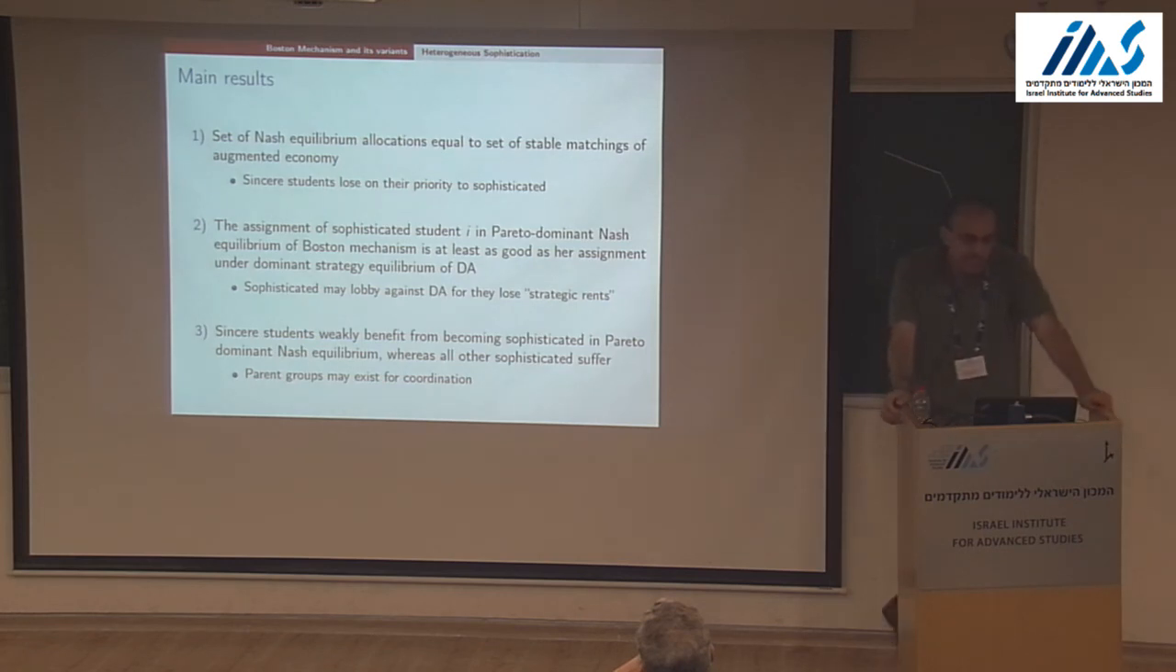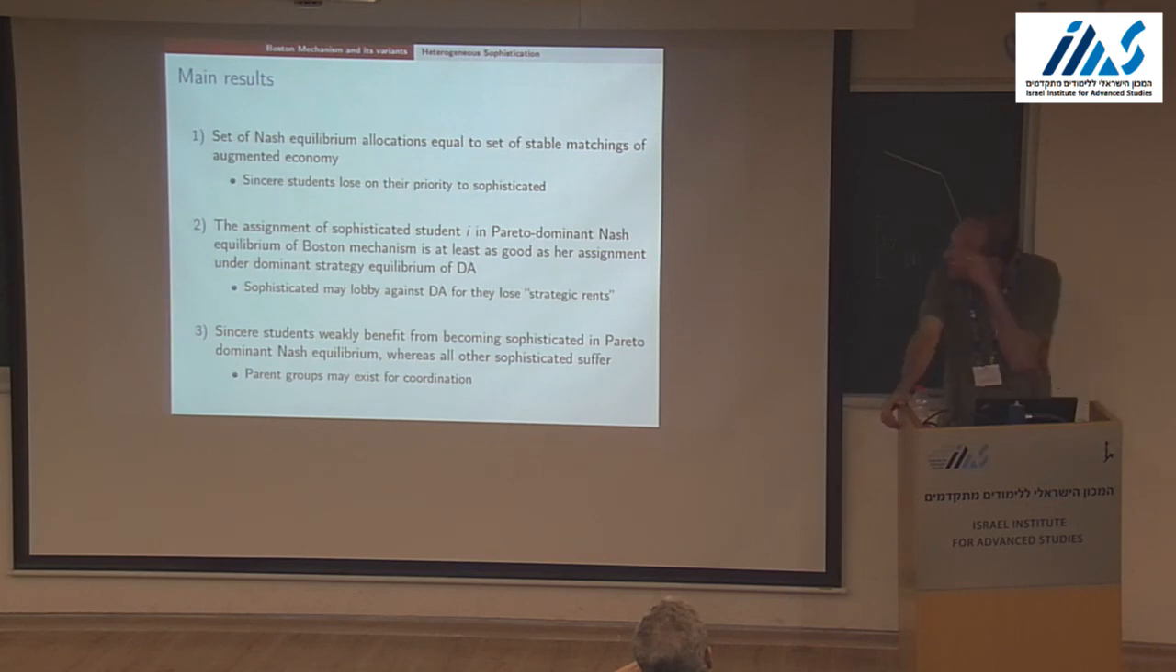The second thing you can show in this model is, if I focus on the assignment of a sophisticated student in the best Nash equilibrium, the Pareto dominant Nash equilibrium of this game, that's going to be at least as good as her assignment under the dominant strategy equilibrium of deferred acceptance. So to Anand's question, why would you have the Boston mechanism? What this result says, if we take the model literally, is that sophisticated students get some type of strategic rents from knowing how to manipulate or game the mechanism at the expense of sincere students.